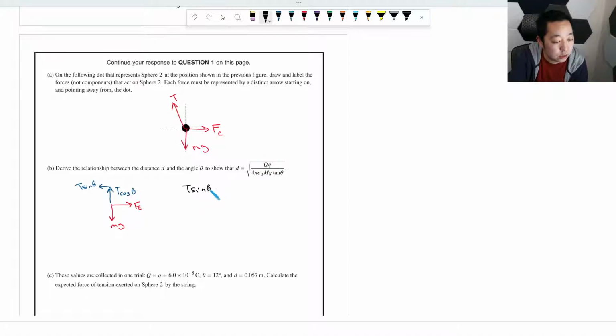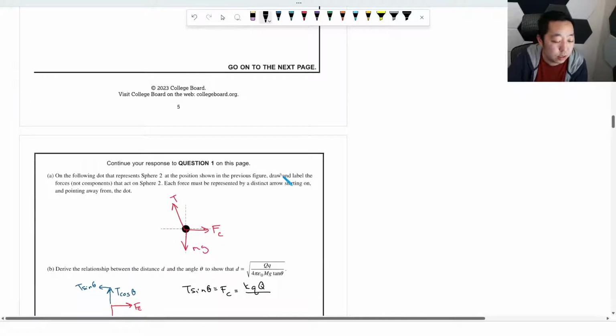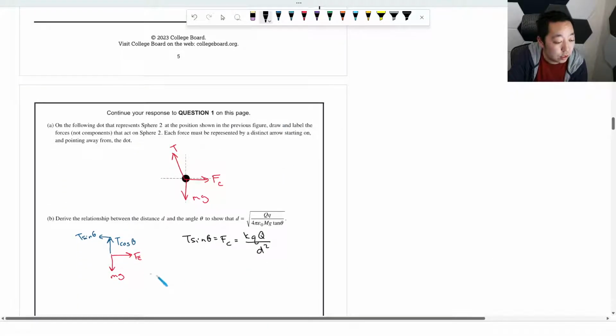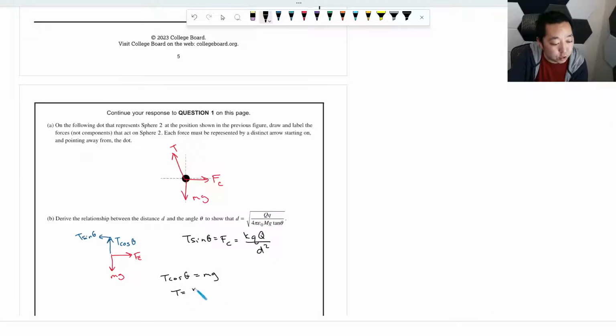So T sine theta is going to equal my Coulomb force, which is k Q times q divided by the distance squared, and the distance between their centers is d, so d squared. And then vertically, you have T cosine theta equals mg. So then you just solve for T. It's mg over cosine theta, right? We're going to plug that into there. So we're going to have mg tan theta, sine over cosine, which is going to be k Q little q over d squared. And you multiply by the d squared, move that down, and you'll get d is equal to the square root of k big Q little q over mg tan theta.